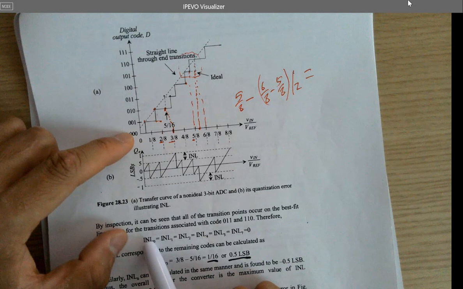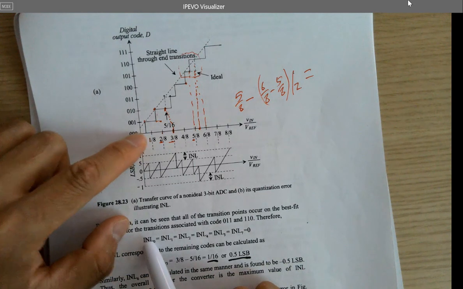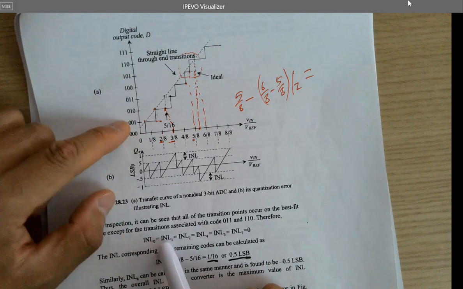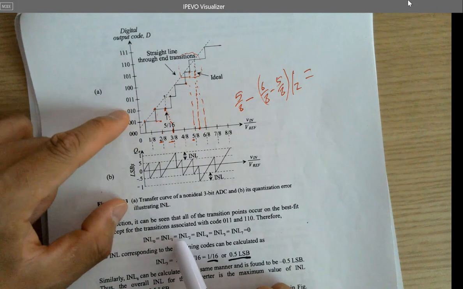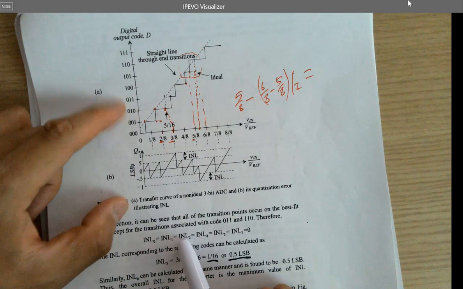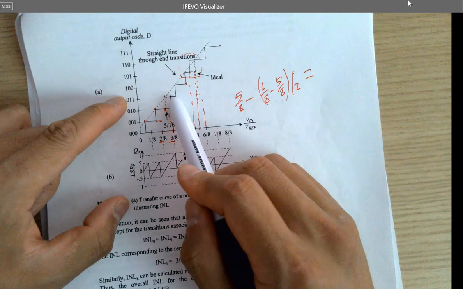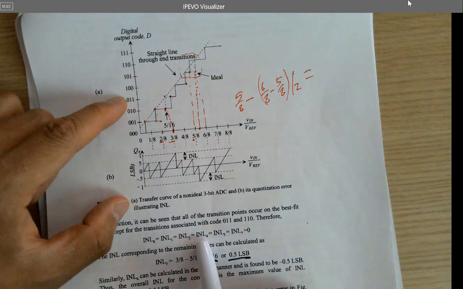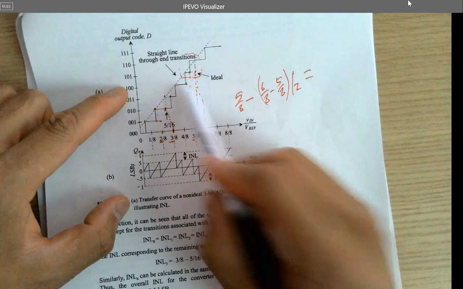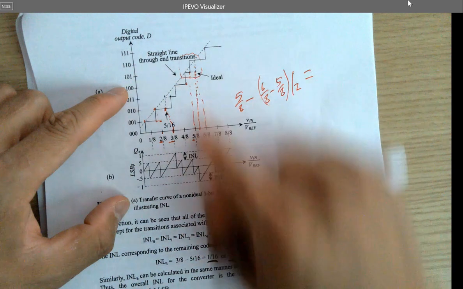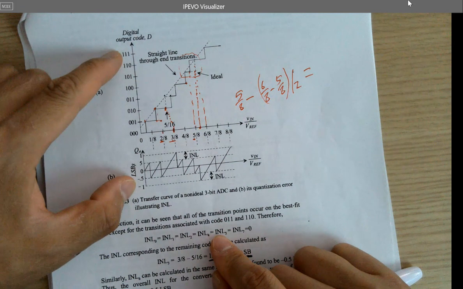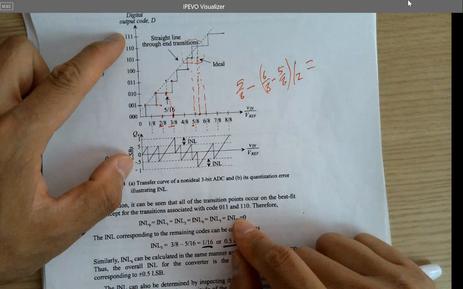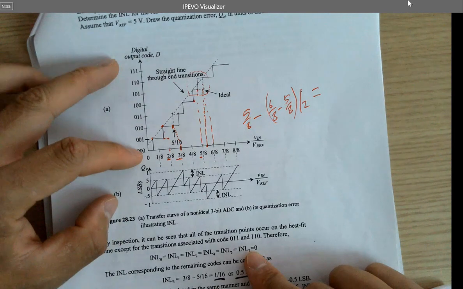INL0 looks okay, it's 0. 1, it's on the curve. 2, on the curve. 3 is not, because it's off a little bit, all right? But 4, it is. See, it jumps to the curve. 5, it is. And 6 is not, and 7 is. So all these are zeros for the INLs, and only 2 of them are not zeros.